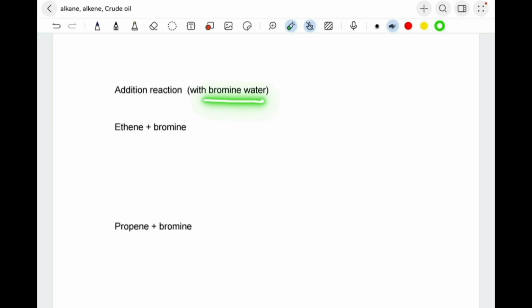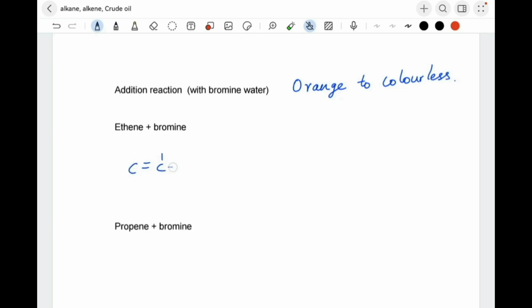Addition reaction with bromine. This is an important question. When an ethene or any alkene reacts with bromine, it changes from orange to colorless because it is an unsaturated compound. And the chemical reaction for ethene is just draw CH2, and we are reacting with the bromine. Bromine is always in a diatomic state, Br2. We can write it like this. We have 2 bromine atoms which forms. We will not remove anything, just break this double bond into a single bond.